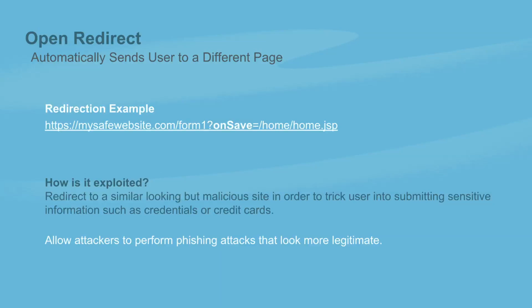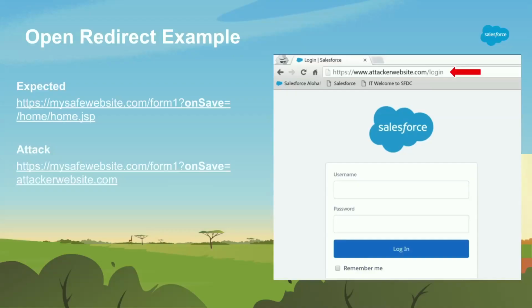So what an attacker could do here is directly call that URL on the onSave. He could put whatever URL he wants, and then send that link to someone else. Let me show you here. So on the onSave, instead of home/home.jsp, he could just put attackerwebsite.com, and he could send it as an email to someone. When someone opens up the email, they're going to see only the first part of the URL.